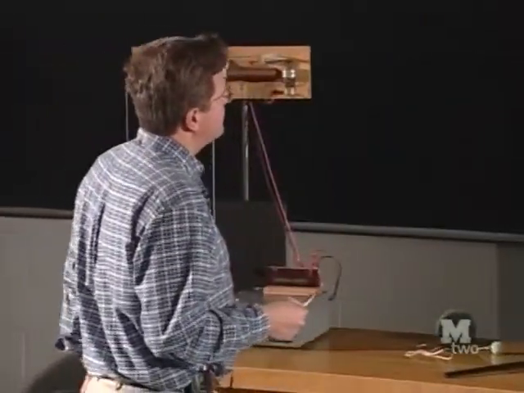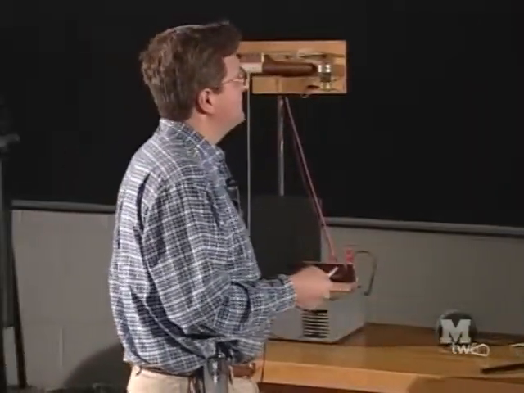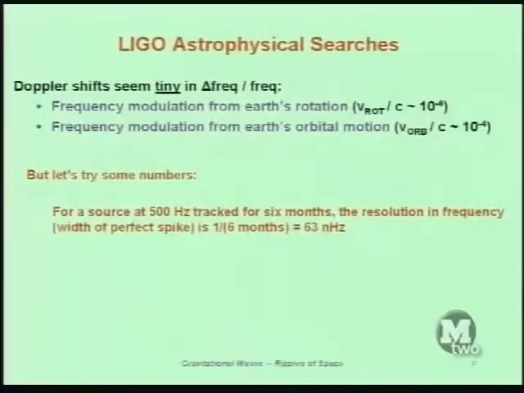Now, those still sound very small. You would think, well, that's not that big a deal. You should be able to handle that. But let's try some numbers. Let's imagine that we're trying to detect something at 500 hertz, and we're trying to track it over a period of 6 months. It turns out that the resolution in the frequency, the width of what you would call a perfect spike on your audio spectrum, is about 1 over 6 months. So in that case, that turns out to be 63 nanohertz, much smaller than a microhertz.